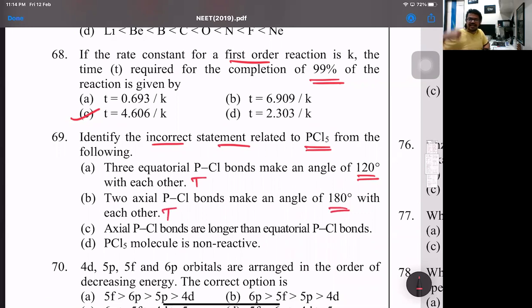They're at an angle of 90, axial up and down. So, will they make an angle of 180 with each other? That is true. We generally think 90, but 90 is with the P and Cl. With each other, it is 180.